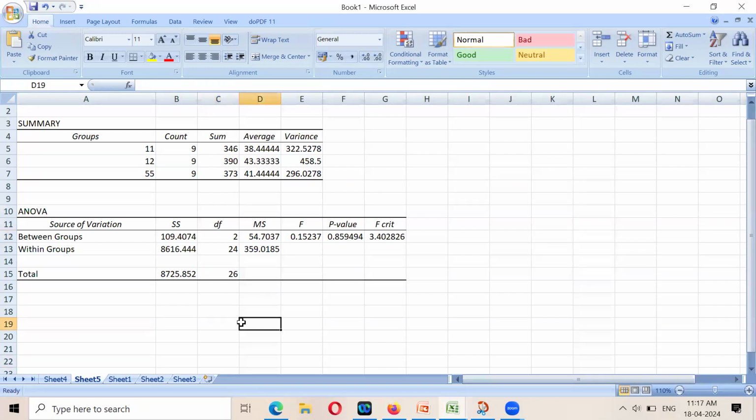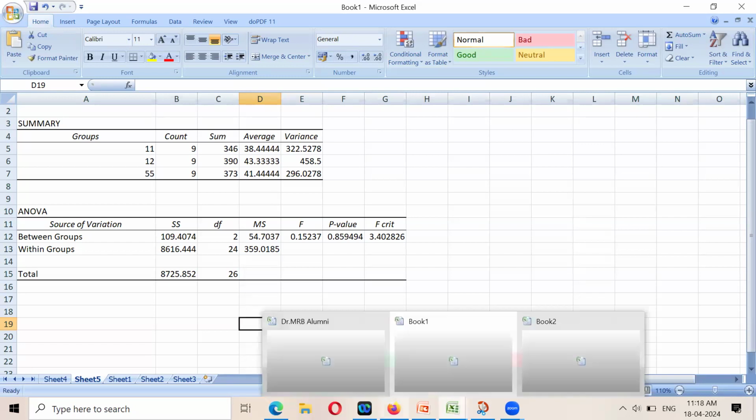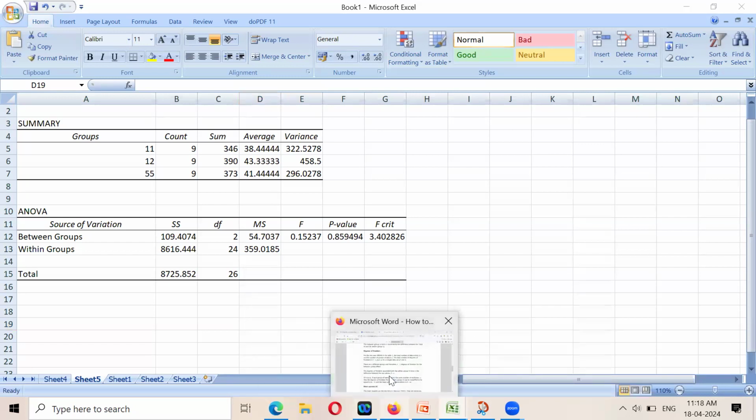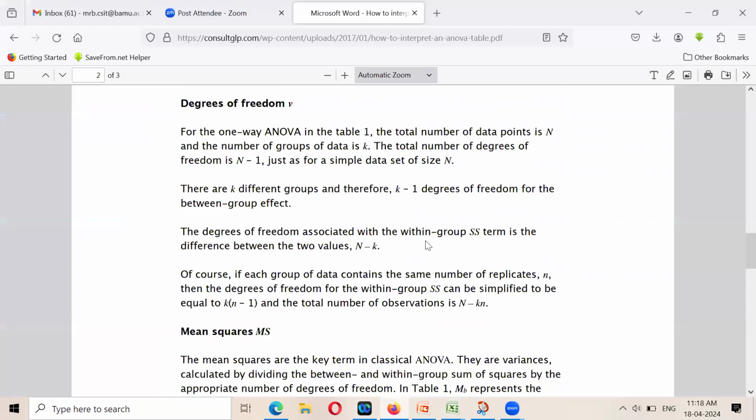So at a time we are comparing one group to two groups only. Suppose group G1 and G2 will be compared, G2 and G3 will be compared, G3 and G1 will be compared. So here the degree of freedom is the number of groups minus 1, right? Another thing is that, okay, I'll scroll it down.